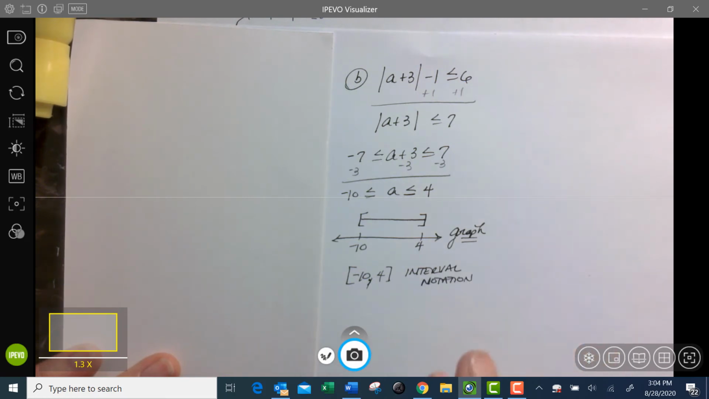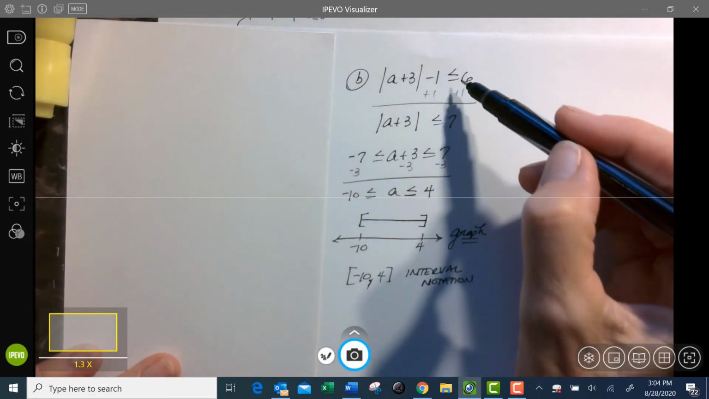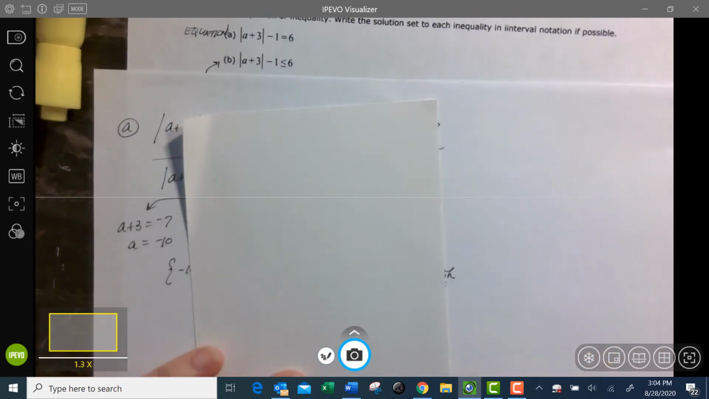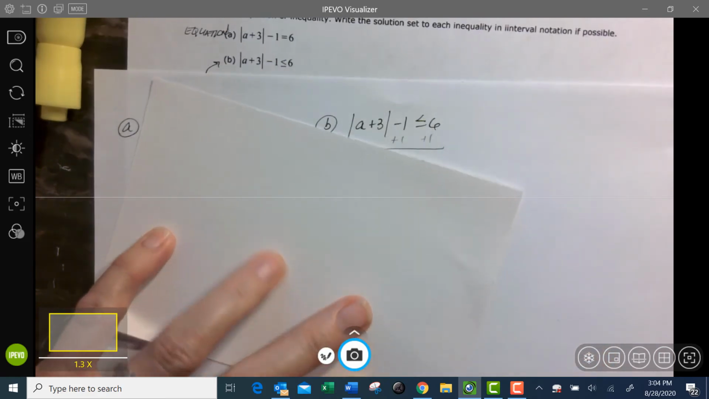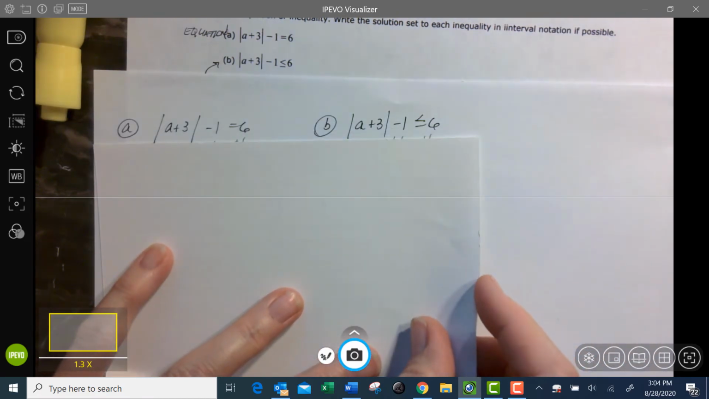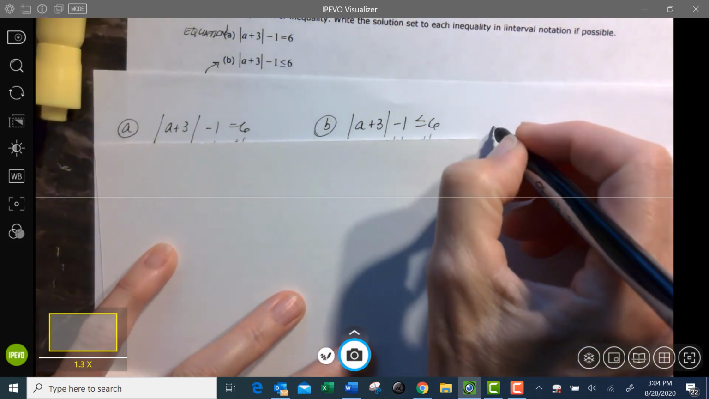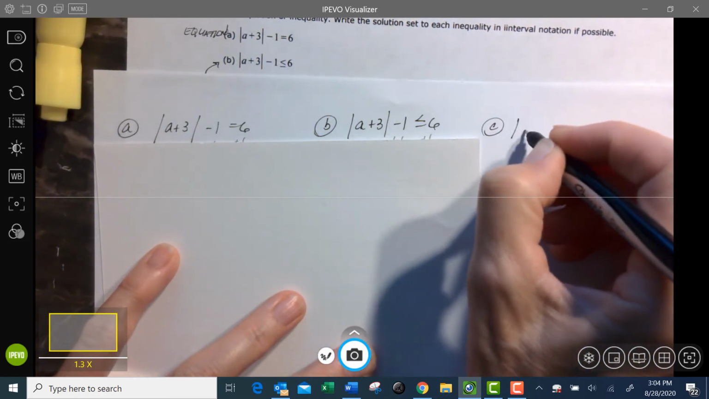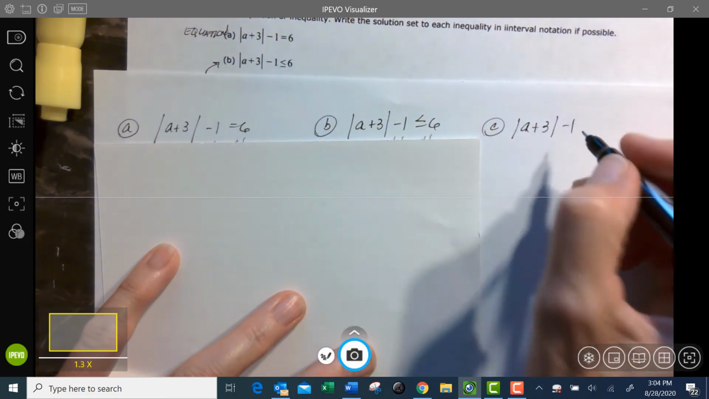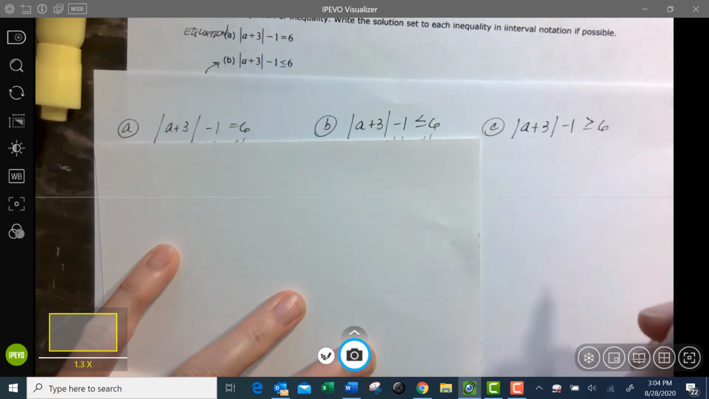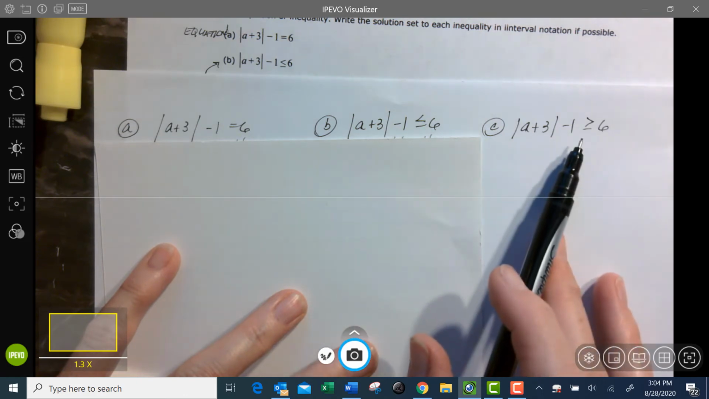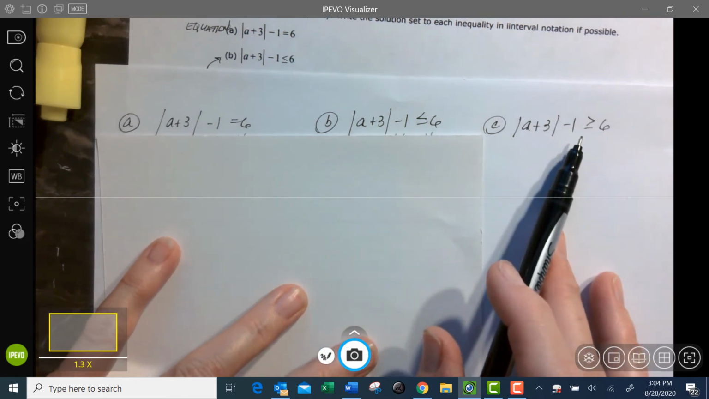So you can see there's a big difference when you're solving with the less than symbol versus when you had the equality. The third portion of this question, I'm trying to help you focus on the questions and the way they appear, is the absolute value of a plus 3 minus 1, but rather than less than or equal to 6, it's now greater than or equal to 6. Equations, inequalities have interval answers, and now another inequality which is going to have an interval answer.